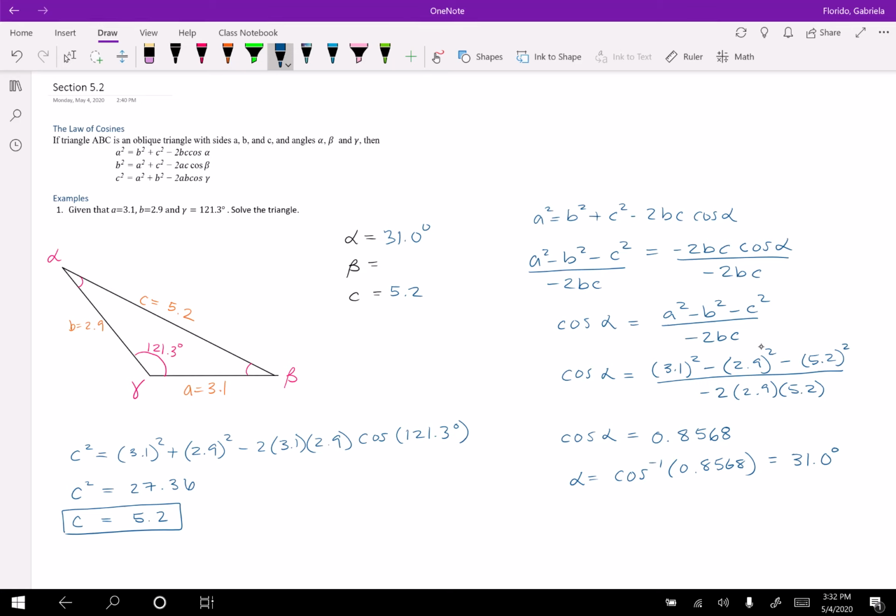And the way we find beta is, again, just by using the property that alpha plus beta plus gamma is equal to 180 degrees. And again, using this property, we get that beta is equal to 27.7 degrees. Let's try a different problem.